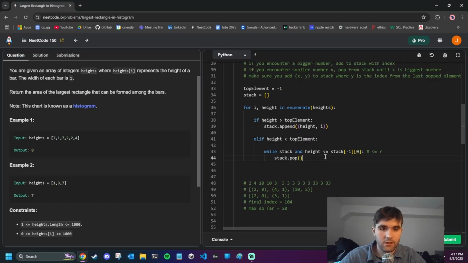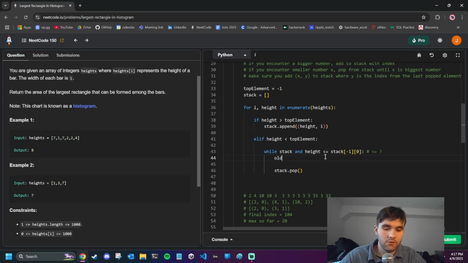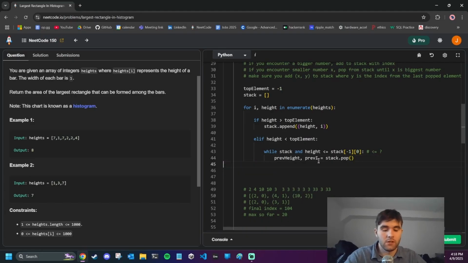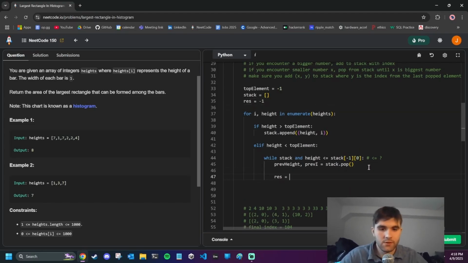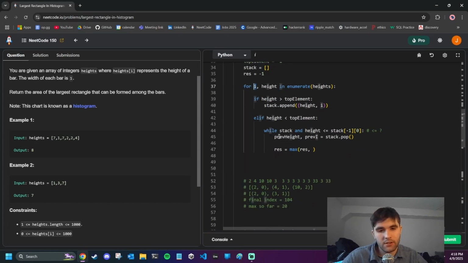So we'll pop the stack. And we want to calculate, so like old, so previous height and previous index equals stack.pop. So this is a tuple and it gets unpacked. And we need to know I. So let's have result. And then we'll say result equals the max of itself, and so whatever I that we're at currently.